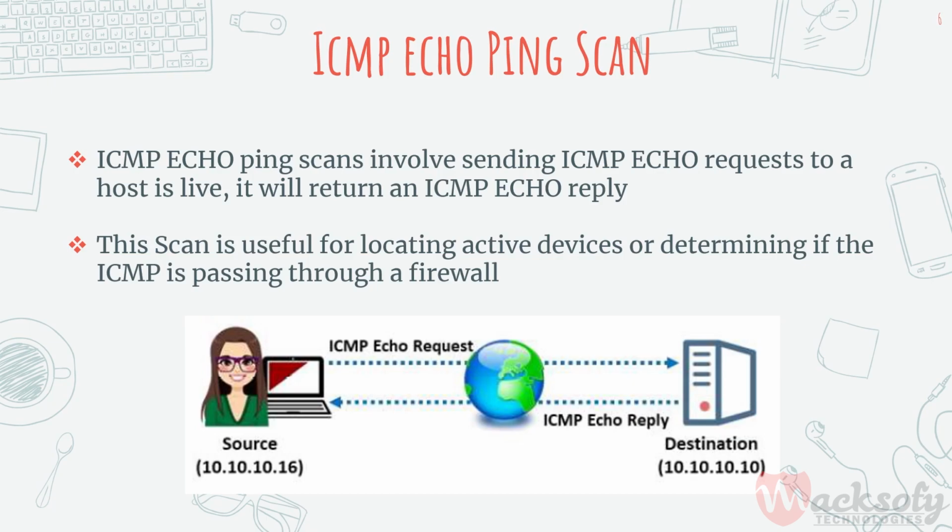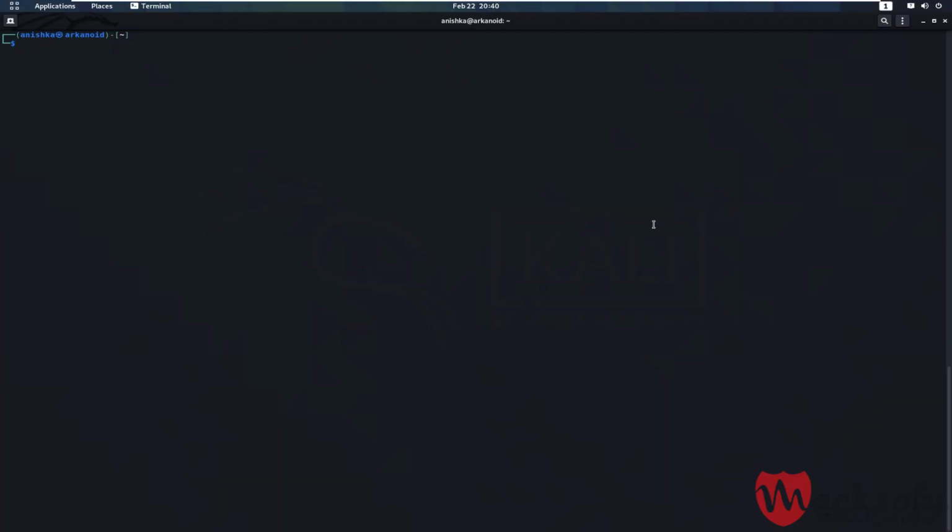And also this scan is useful for locating active devices or determining if the ICMP is passing through a firewall. So let me show you how we can perform this scan using nmap. The command will be as follows: nmap -sn -PE and then the target IP.